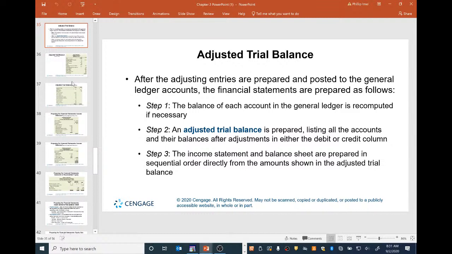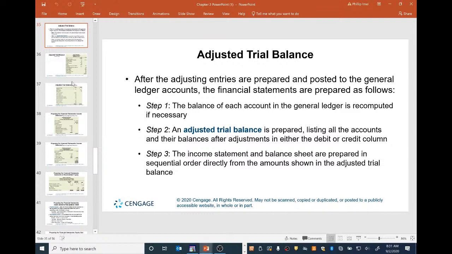So that's the unadjusted. Now this is the adjusted trial balance after we make some adjustments to the accruals and deferrals, the adjusting entries. So after the adjusting entries are prepared and posted to the general ledger accounts, the financial statements are prepared as follows. The first step, the balance of each account in the general ledger is recomputed if necessary, right? So if we need to make any changes there, it's done in the first step.